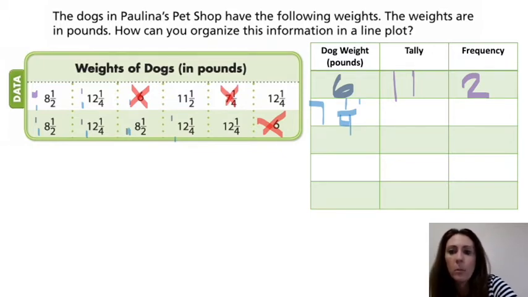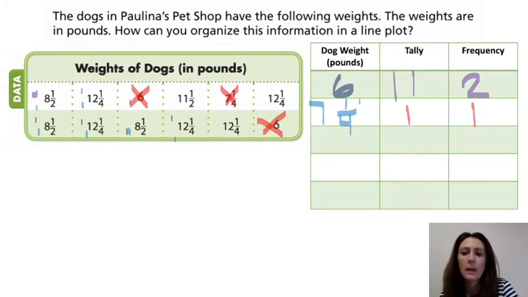So I should only have 1. So 1 tally, which means it occurred once. All right, let's go on and let's see what comes after 7 1/4.